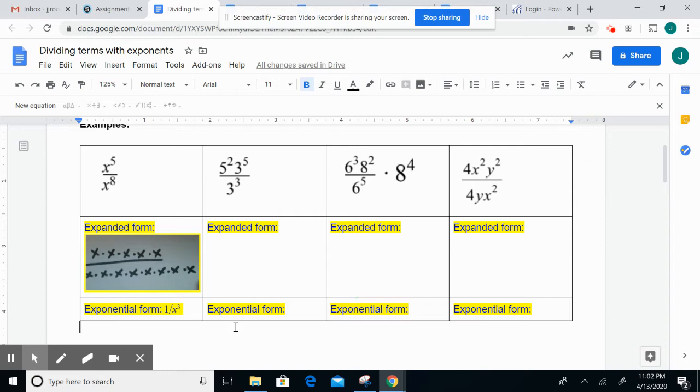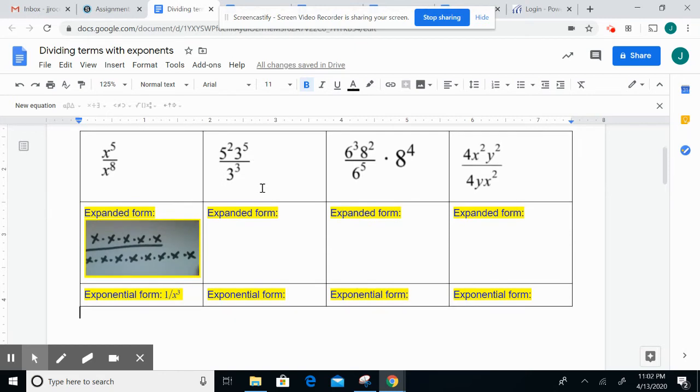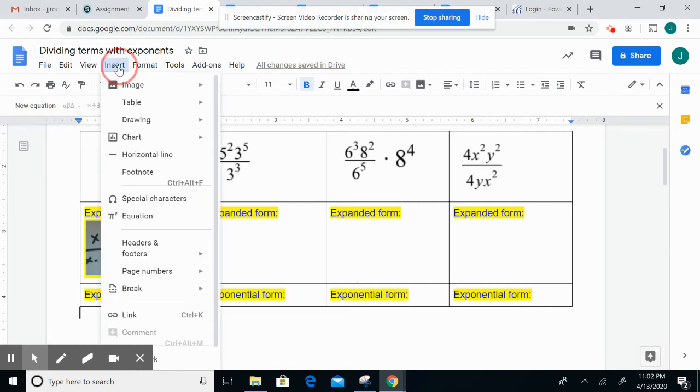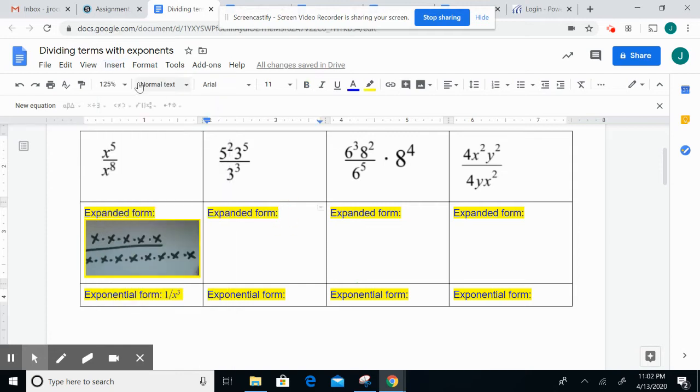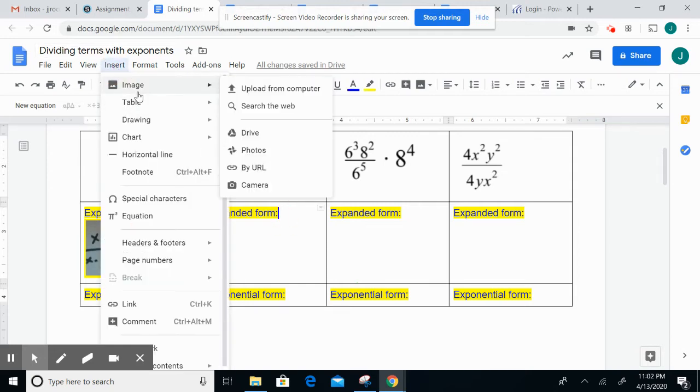All right, so now let's go to the next one. Here we have numbers, and you treat them just like the variables. You take the base, and let's take it top and bottom. On the top, how many 5s are we multiplying? We're multiplying 2 5s. And how many threes? 5 threes. And on the bottom, 3 threes. So I already wrote this out. Hold on a second. Let's go ahead and insert it so you can see what this looks like.